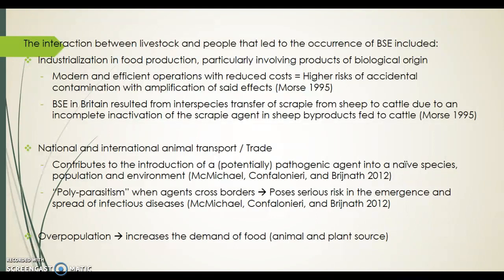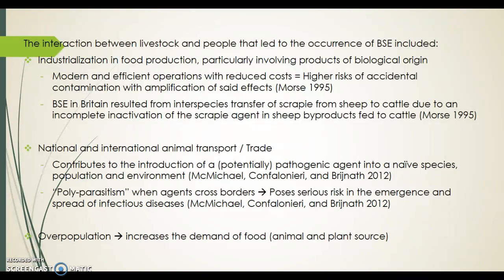So the interaction between livestock and people that led to the occurrence of bovine spongiform encephalopathy included industrialization in food production, particularly involving products of biological origin. As mentioned at the beginning of my presentation, modern and efficient operations need reduced costs, but there's also higher risk of accidental contamination with amplification of said effects. Which was actually the case of bovine spongiform encephalopathy in Britain. It resulted from interspecies transfer of scrapie from sheep to cattle due to an incomplete inactivation of the agent in sheep by-products that were later fed to cattle.